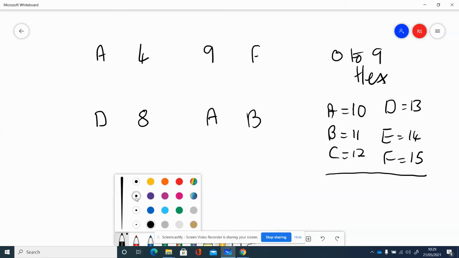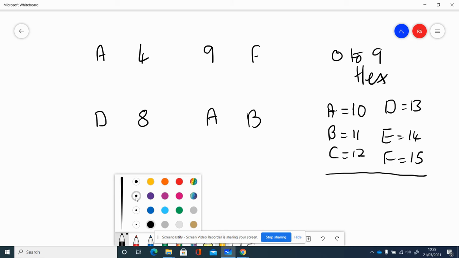So here are some hex conversions for you to have a go at. There are 4 here for you to have a trial at. If you pause the video now, then you can have a go at them, and then you can start it up again and have a look at the answers. So pause the video and have a go at these 4 conversions.